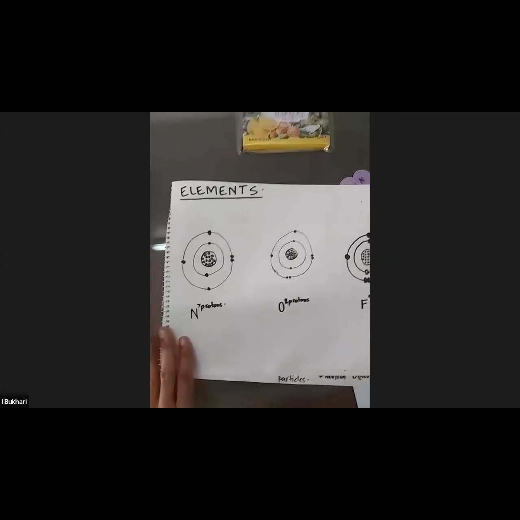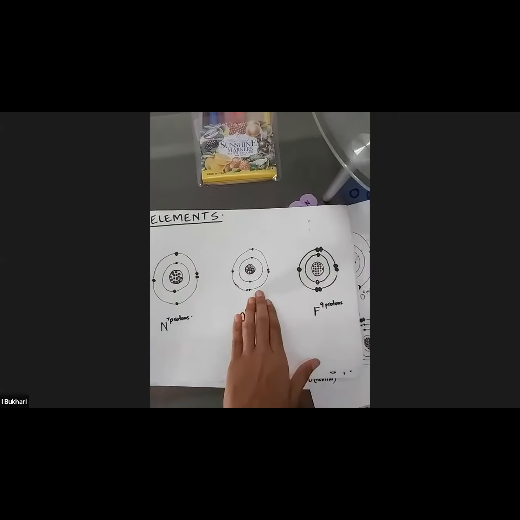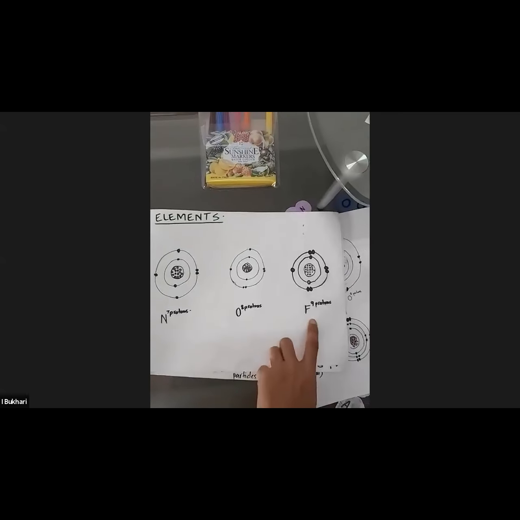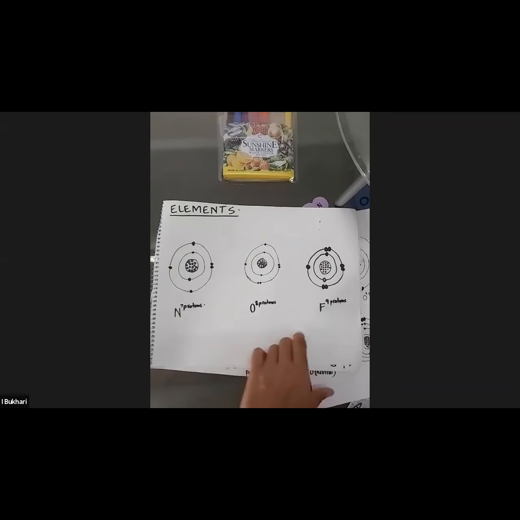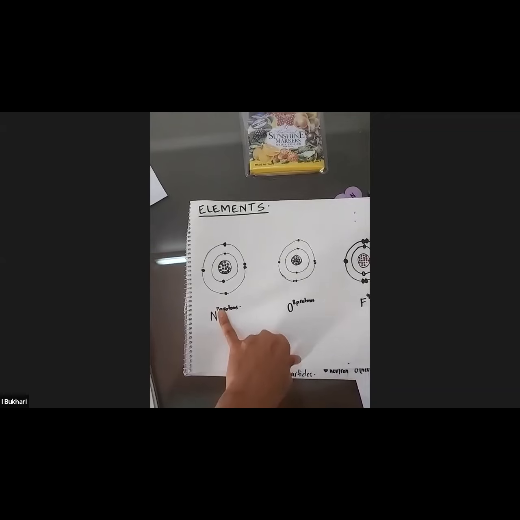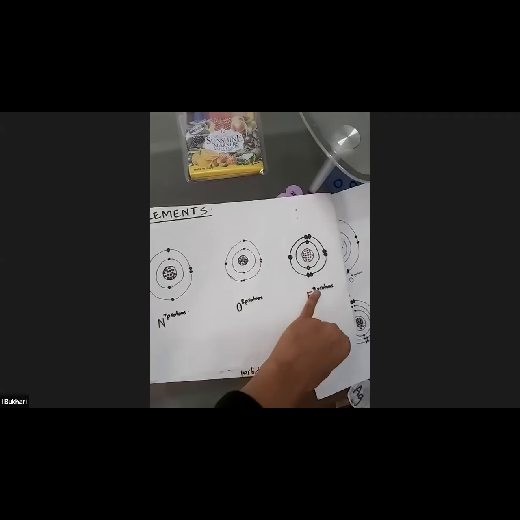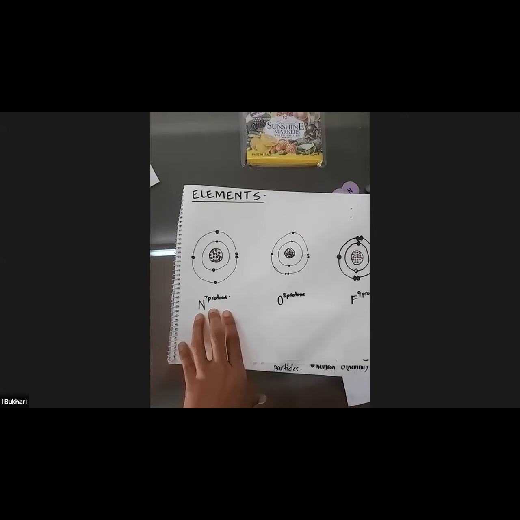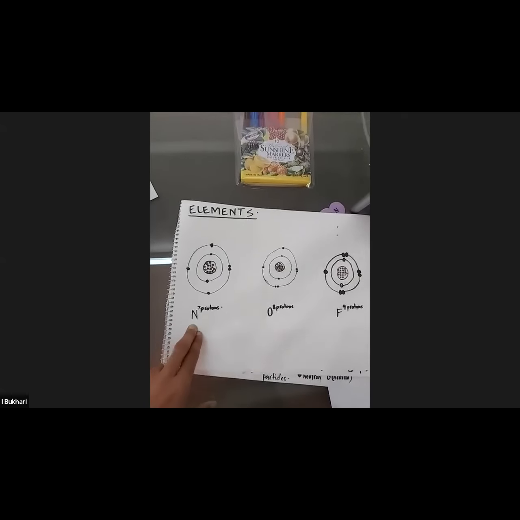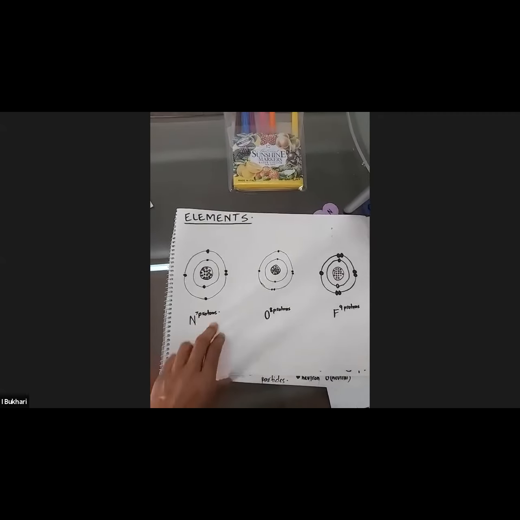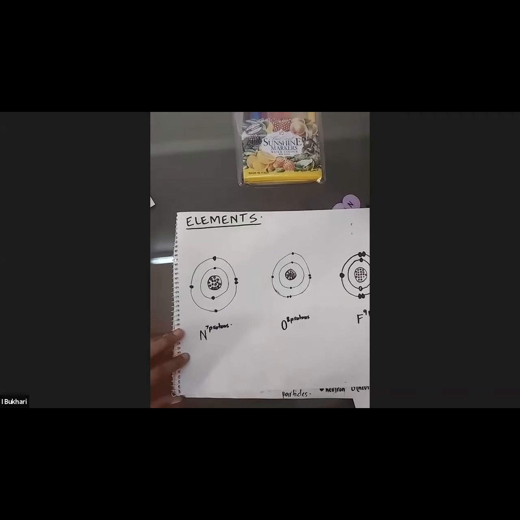See, these are different atoms. This is nitrogen, oxygen, fluorine. Right. Now, how are they different? Can you see the difference lies in their number of protons? Okay, the proton number is their roll number. The proton number is their identification number. Remember, nitrogen is nitrogen because it has 7 protons. Okay, that is used as its identification number.